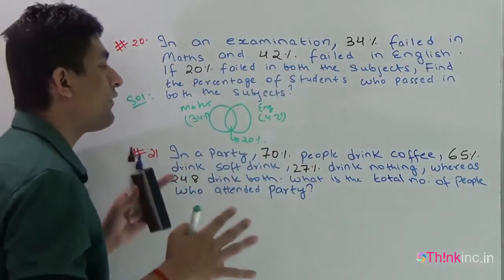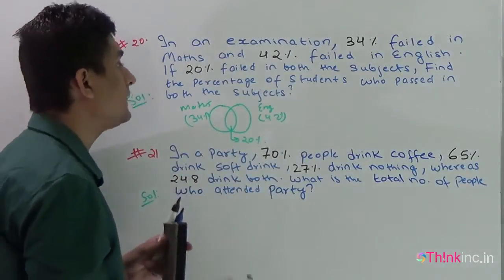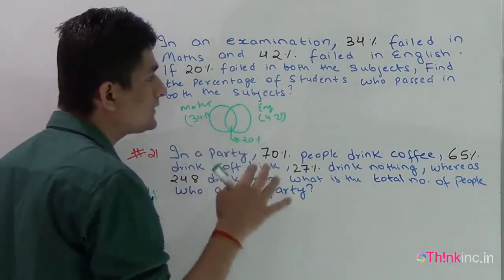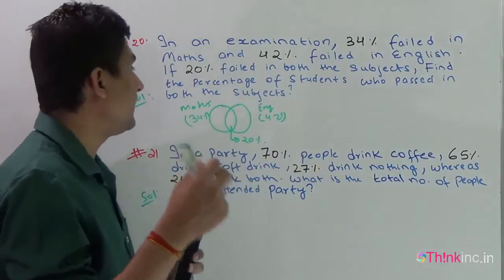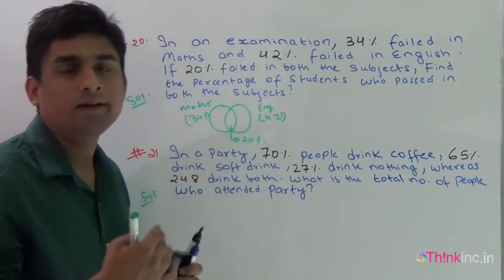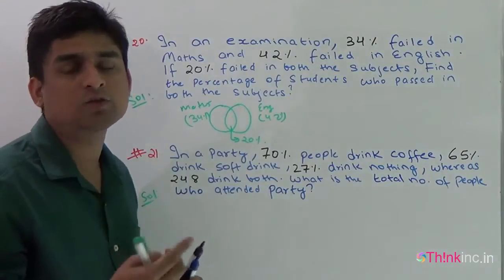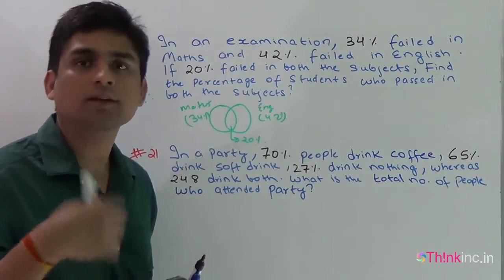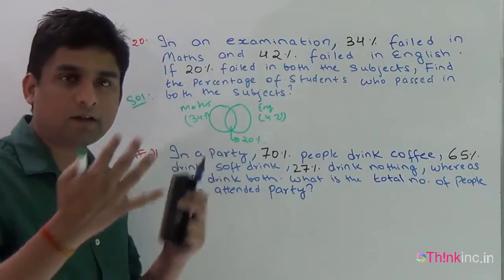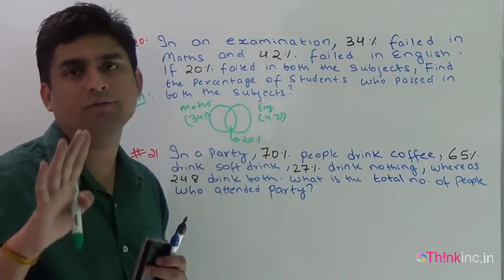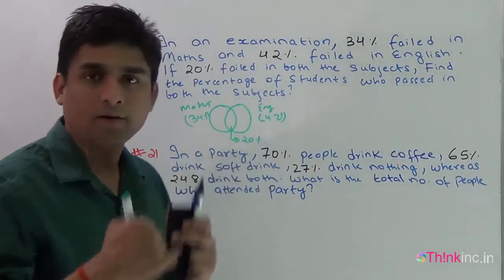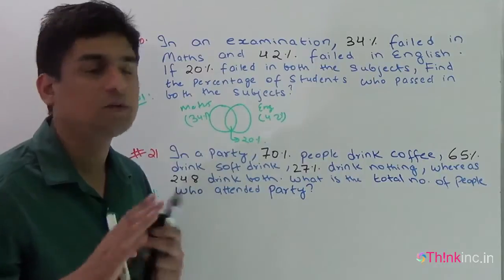Now we have to find the percentage of the students who passed in both the subjects. In order to find this, we need to calculate the percentage of the students who failed in either one subject or in both subjects, that means who failed in at least one subject. If we calculate that, we can subtract it from 100 and we'll get the students who passed in both the subjects.